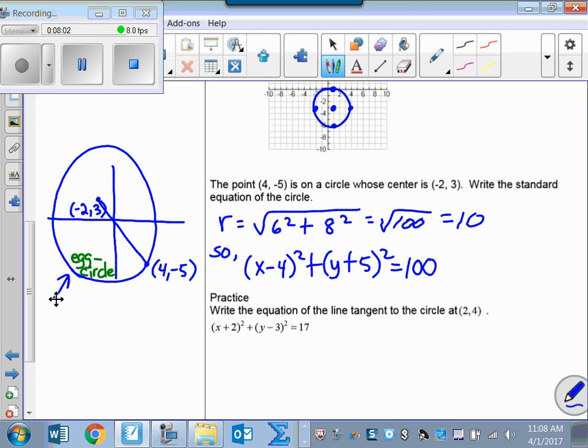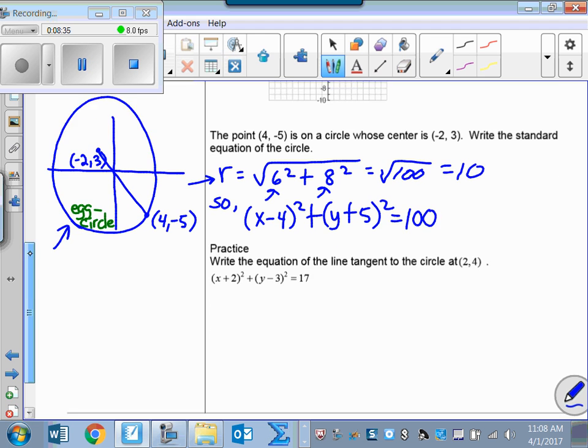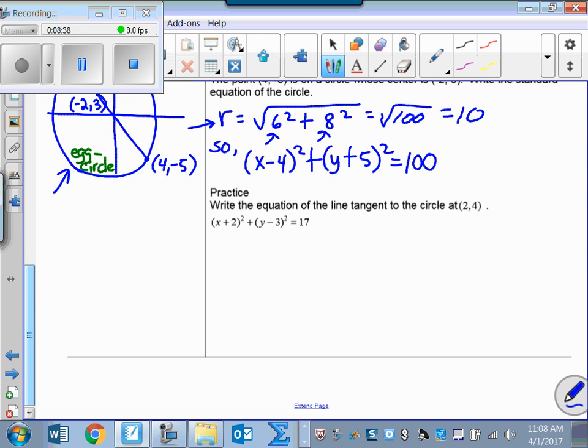I got to find the length of the radius. So I did that right here. I draw the segment that is the radius. I use the distance formula. 4 minus -2 is +6. So 6 squared plus -5 minus 3, which is -8 squared, the same as +8 squared. And then, of course, that's the square root of 100, so that's 10. So there's my radius. Plug the coordinates of the center into the standard form equation, and there you have it. (x - 4)² + (y + 5)² = 100. Don't forget to square the radius when you find it.